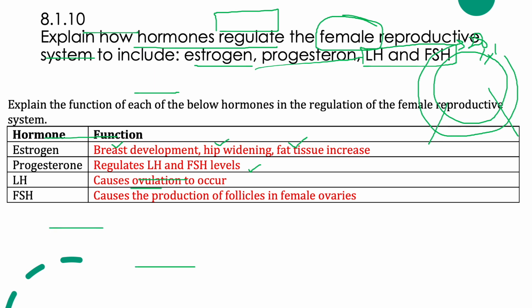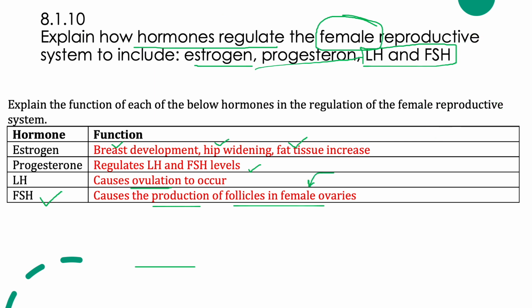LH causes ovulation to occur. Ovulation is the release of the egg. FSH is the one which causes the production of follicles in the female ovaries. Remember, in the previous one for the male, we said it causes the production of follicles in the male, that was sperm. And over here, this is called the egg, and the egg is also known as the female gamete. It is known as the gamete, and this gamete also has half the chromosome number, that means 23.